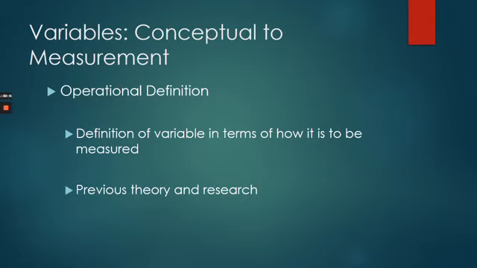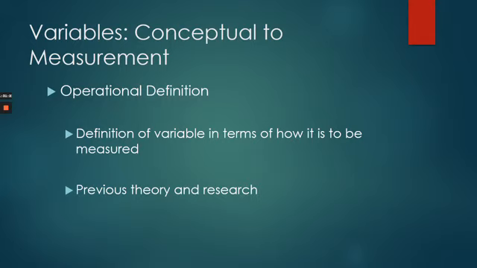So when we think about our variables, we have to move from the conceptual to measurement. And how do we do that? We do this by operationally defining things. So we have to define our variable. And this definition will guide us in terms of how we can measure things. And by the way, we'll be doing this later in the semester when we do a lab exercise where you construct your questionnaire.